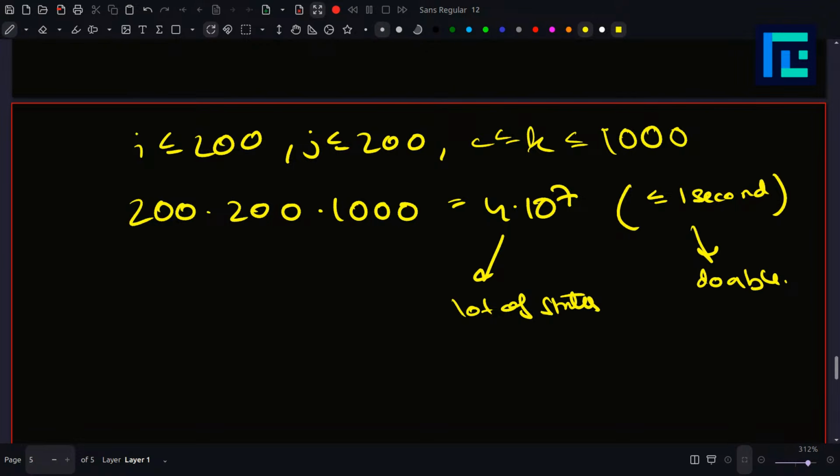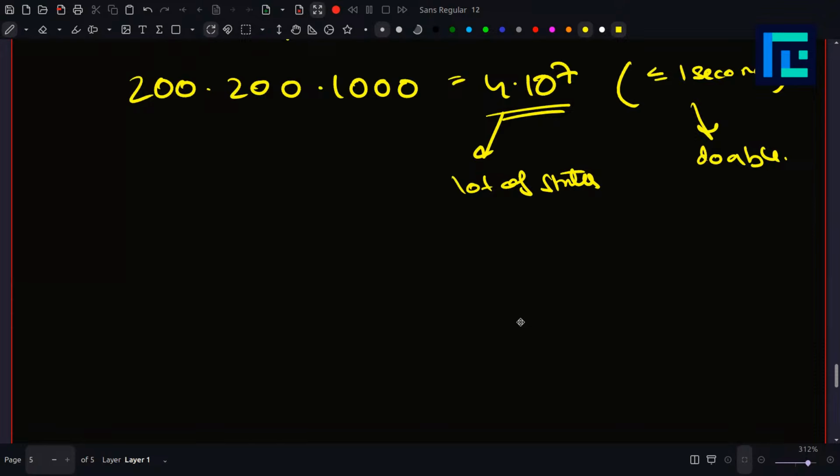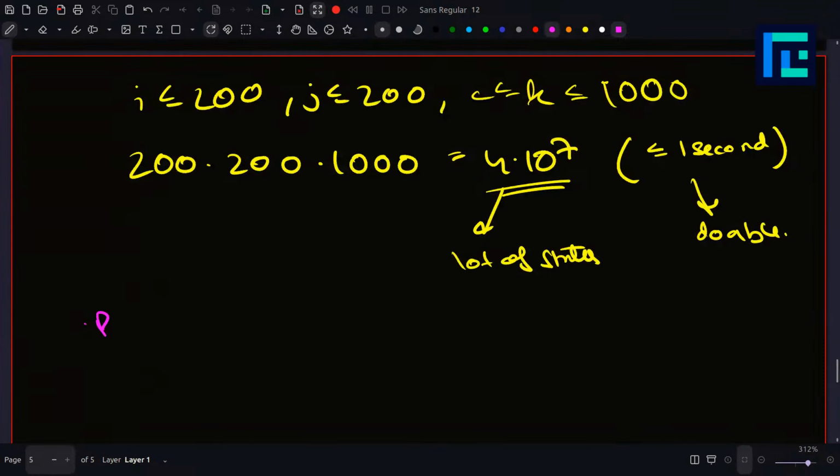Roughly, up to 10 power 8 is sometimes doable if your code is mostly linear operations and not many complicated operations. So it is possible to think about this. But one thing this makes sure of is that, since we have such a high number of states, recursion will probably not be possible.